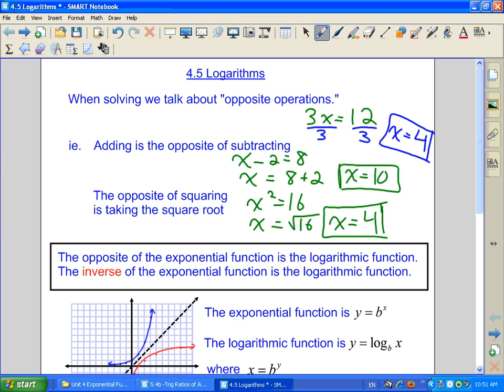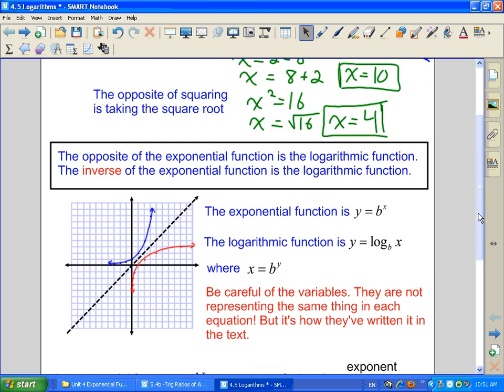Now, these opposite operations can occur also in exponential functions. So write this down, please, folks. The opposite of an exponential function is the logarithmic function. The inverse, which is the same as the opposite of an exponential function, is a logarithmic function. A logarithmic function is so important that your calculator actually gives it its own button, and the button says log. So look on your calculator, ladies and gentlemen, for a button that says L-O-G. That means logarithm.